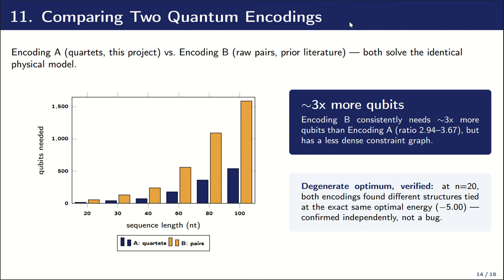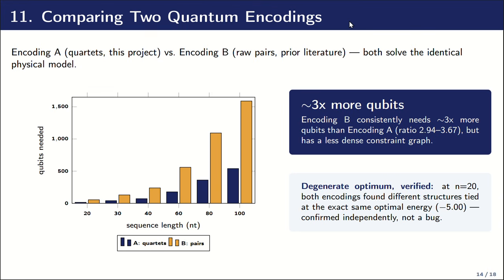Now, one of the optional advanced tasks: comparing my quartet-based encoding against an alternative, raw base pair variables, the encoding style used in earlier literature. Both represent the exact same physical model, just structured differently. Real, consistent finding across every sequence length I tested: the raw pair encoding needs about 3 times more qubits than my quartet encoding, a ratio between 2.94 and 3.67, but has a somewhat less dense constraint graph. A real trade-off between qubit efficiency and constraint density, not a free win either way.